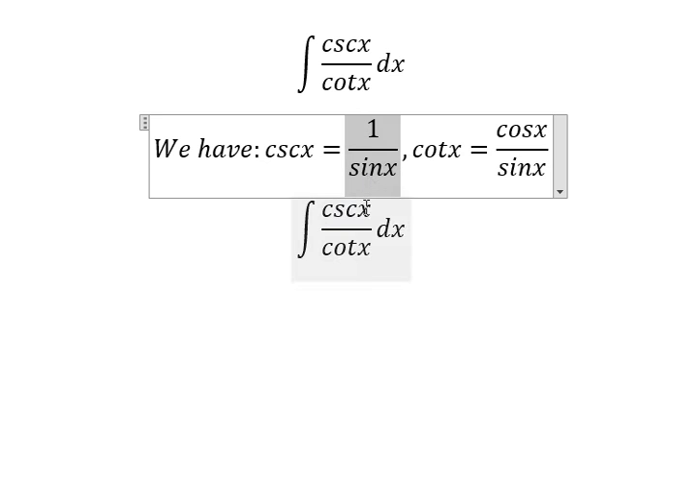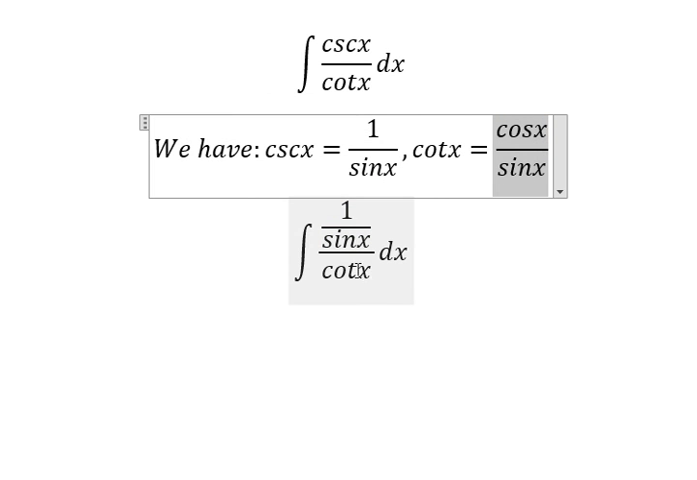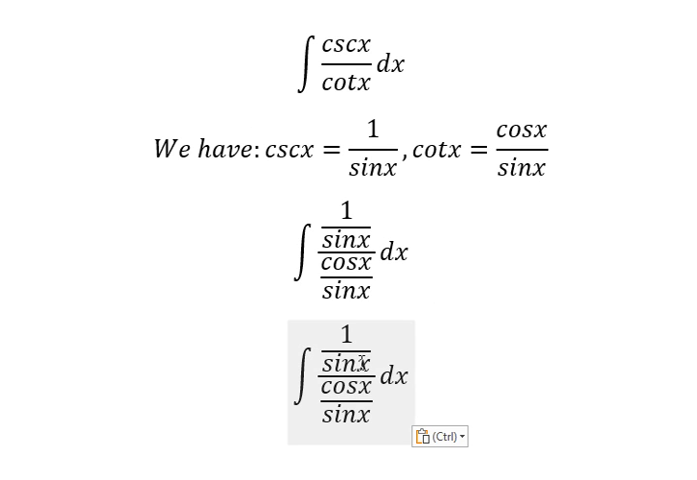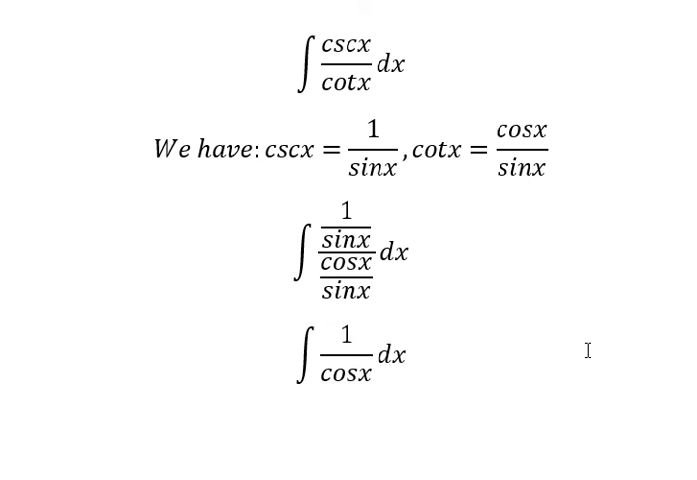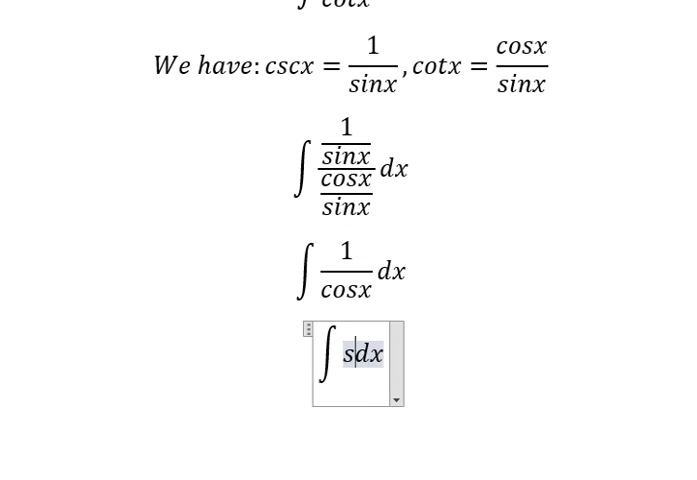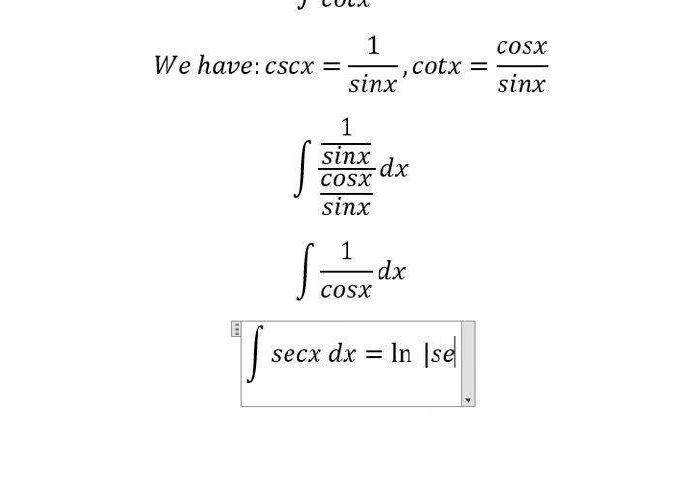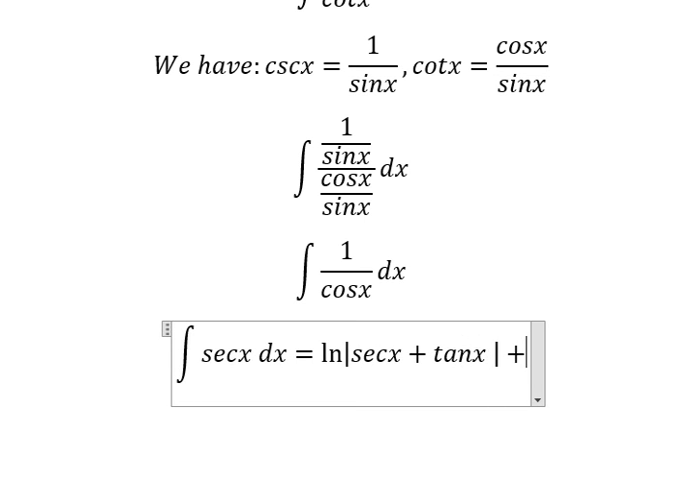So this one I will put in here. Cotangent x we change by this one. Sin x we simplify, and this one we have secant of x. The integration of this one we have ln of the absolute value of secant of x plus tan x, and I will put plus c.